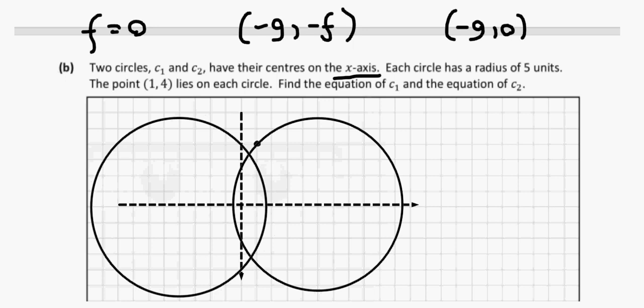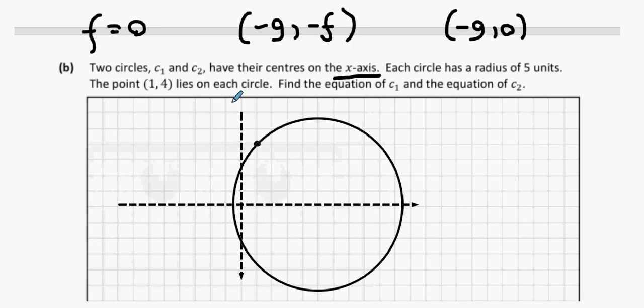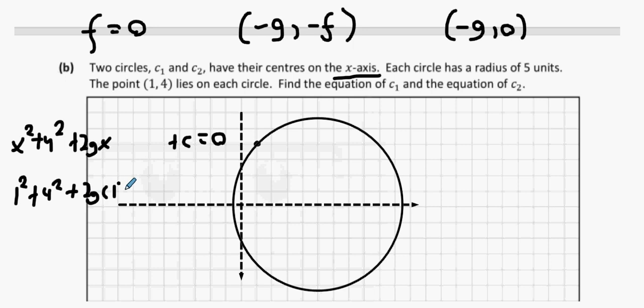Now, what we can determine from this is the following. Let's use our formulas: x squared plus y squared plus 2gx plus 2fy plus c equals 0. First of all, what can we say about the 2fy part? It's 0, so just get rid of it. What two numbers can I sub in for x and y? I can sub in 1 and 4, any point that's on the actual circle. So we get 1 squared plus 4 squared plus 2g times 1 plus c equals 0. And what can we say then? 2g plus c equals minus 17.